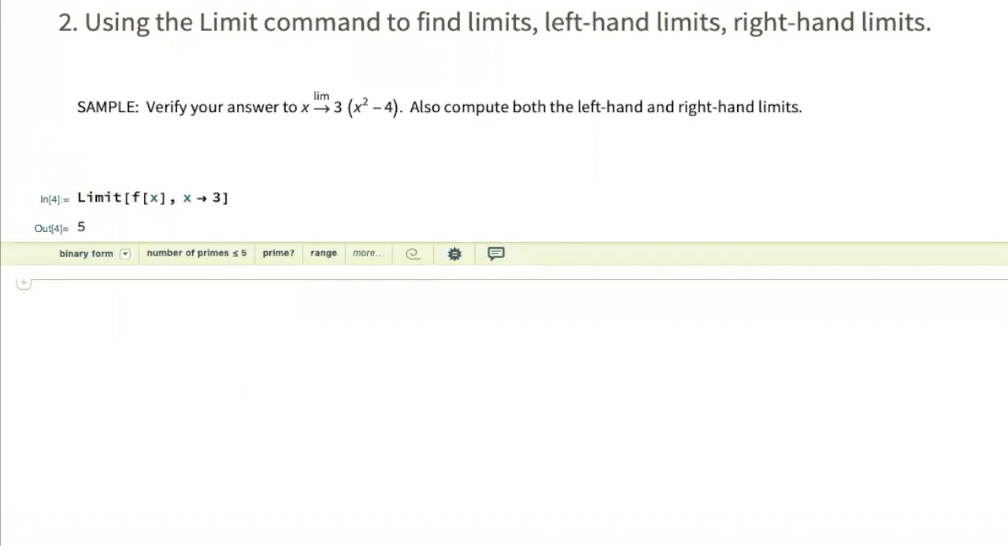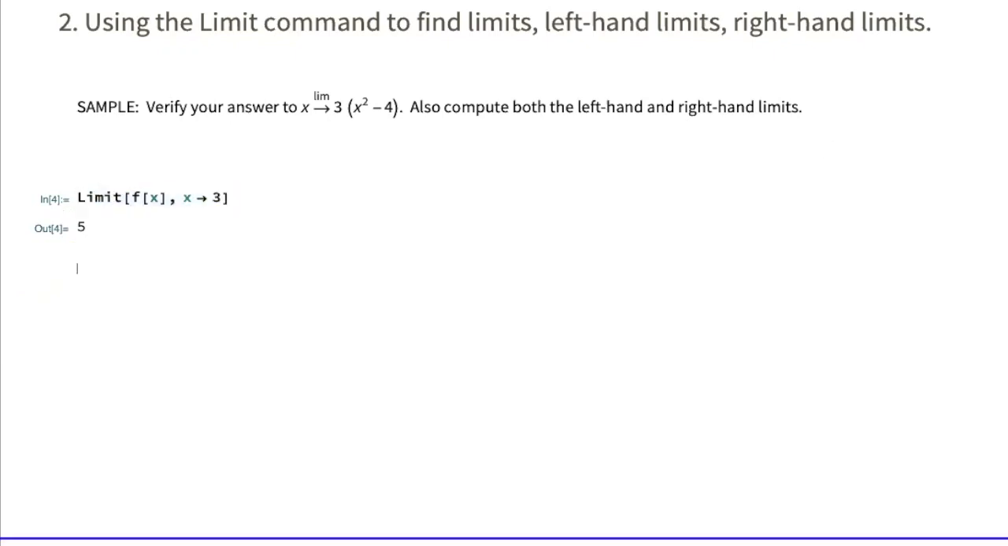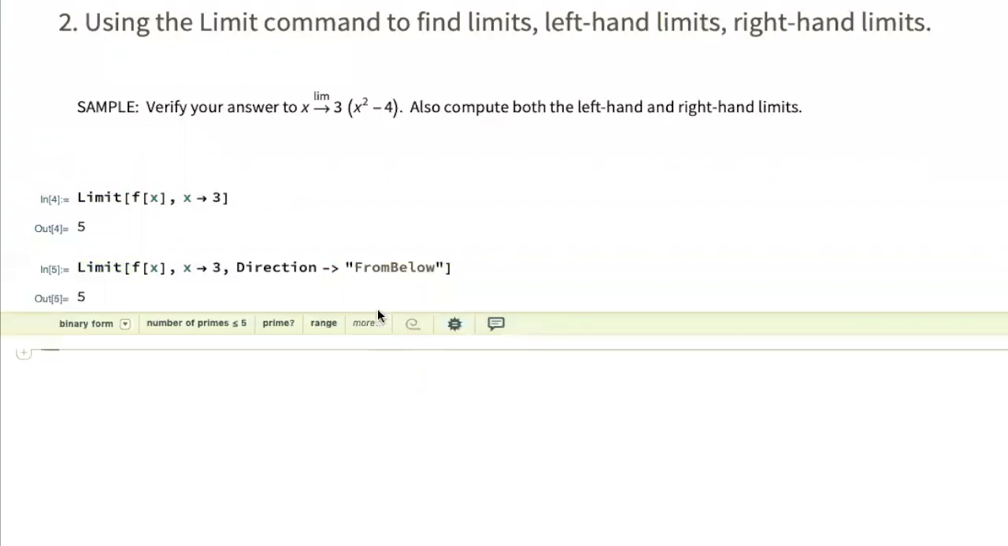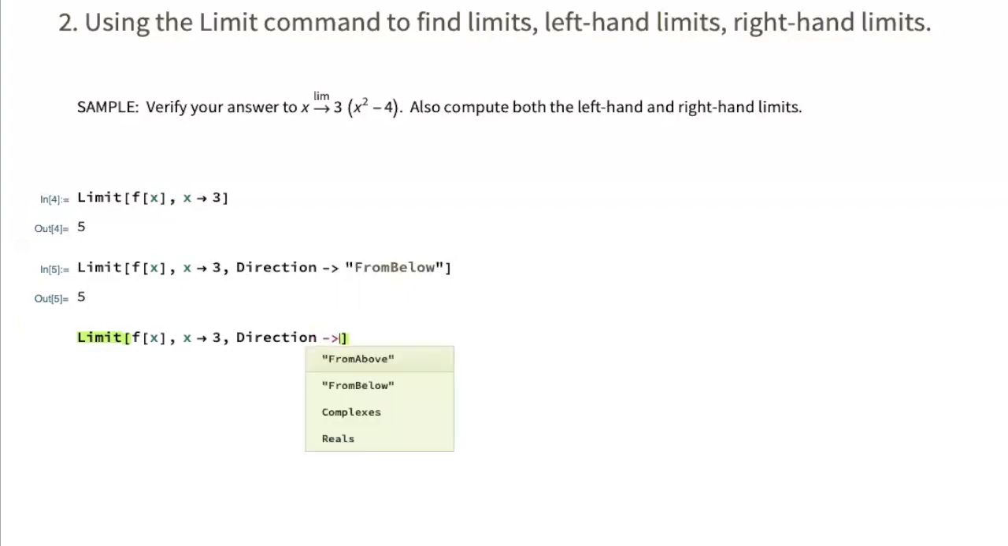If I want to do a limit just from the left or just from the right, I would modify this command. I would use the same first two arguments, however, I would put direction with an arrow. And notice you've got choices here, from above, from below. If I want to do from below, it tells me it's 5. So that would be the left-hand limit. Or I can choose from above, which would be my right-hand limit.